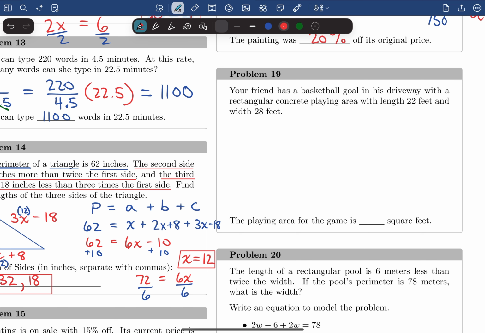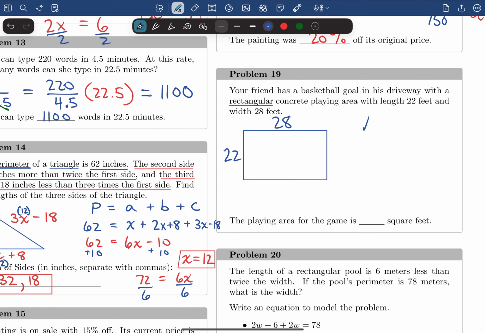Problem number 19. Your friend has a basketball goal in his driveway with a rectangular concrete playing area with length 22 feet and width 28 feet. The playing area for the game is blank square feet. Well, let's create a little diagram. And this is just a rectangle, right? They said rectangular concrete playing area, and it's a length of 22 feet, width of 28.